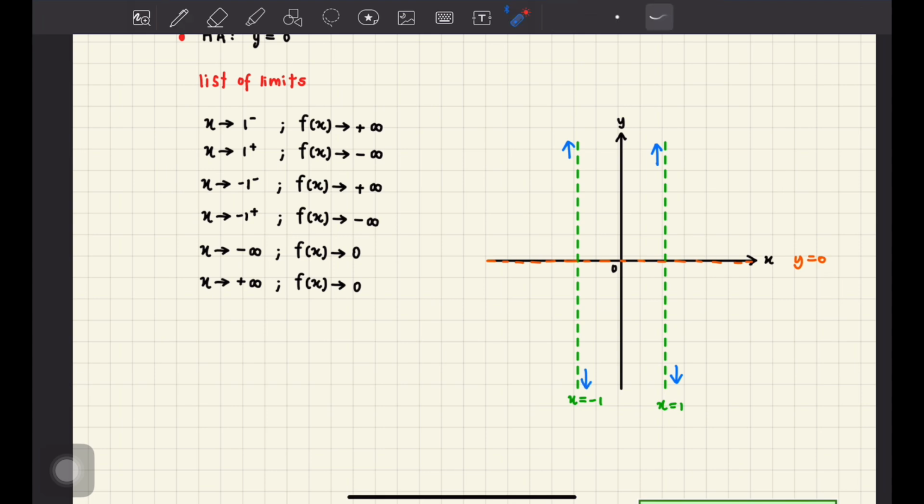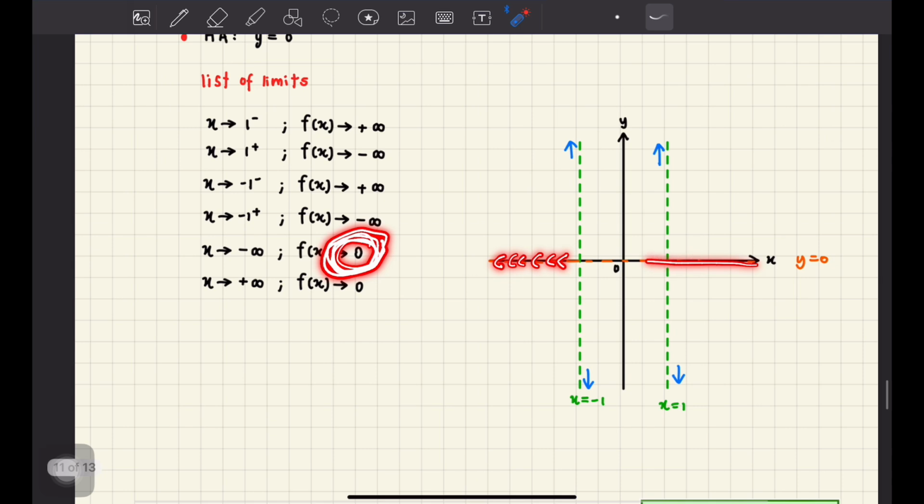Okay, last two. Right, and then negative infinity. So x approaching negative infinity means that it's going to the left part over here. And then you can see that your y is approaching 0. Y approaching 0 means that it's approaching this line. So it can be from here, it can also be from here. So we draw the arrow on top and down here.